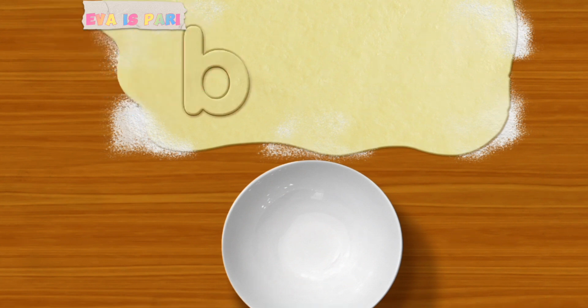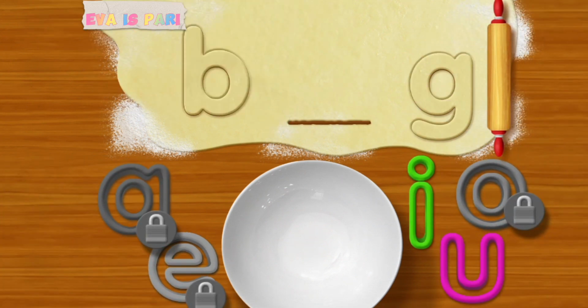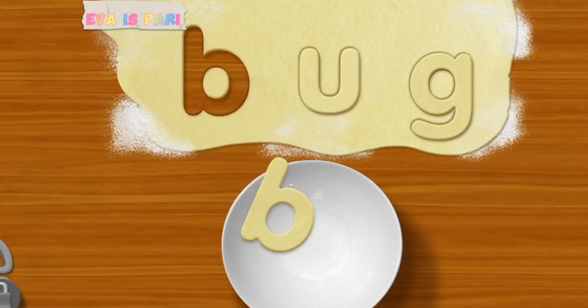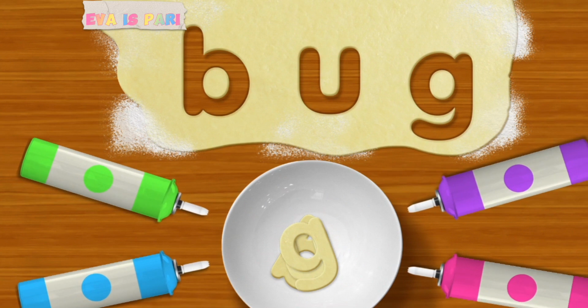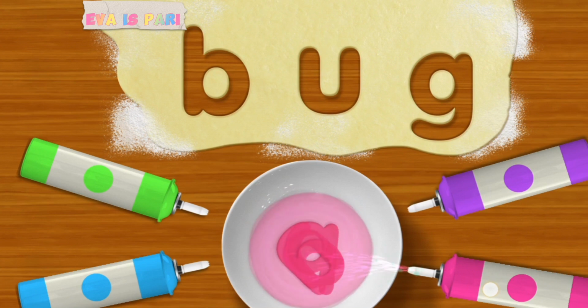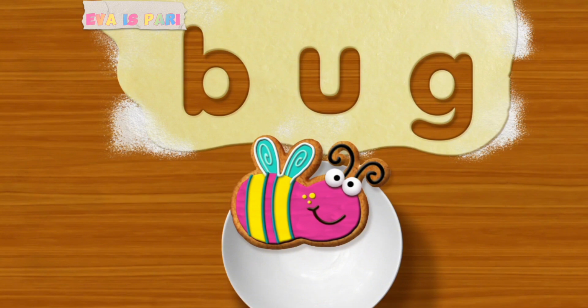B, G. Which letter is missing? Correct. It's U. B-U-G. Bug. Mix it, mix it, mix it, mix it. Yeah! Our bug cookie is ready.